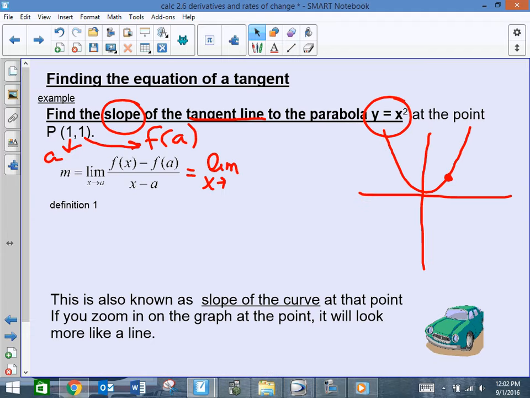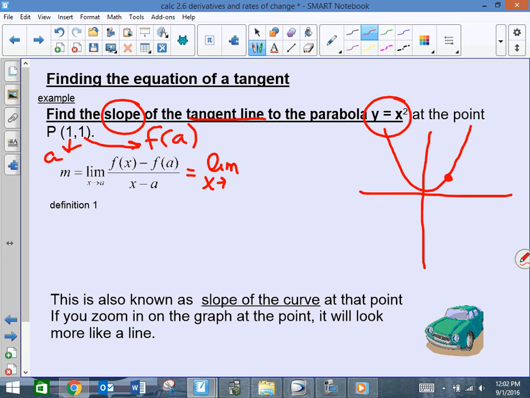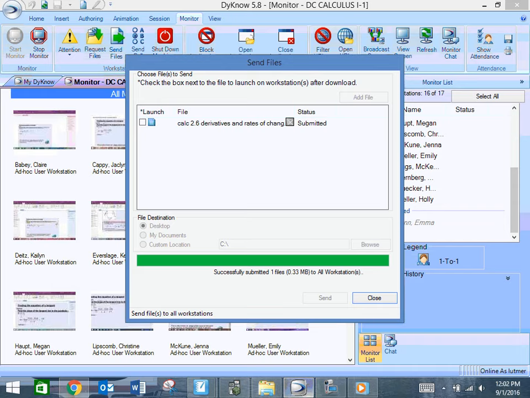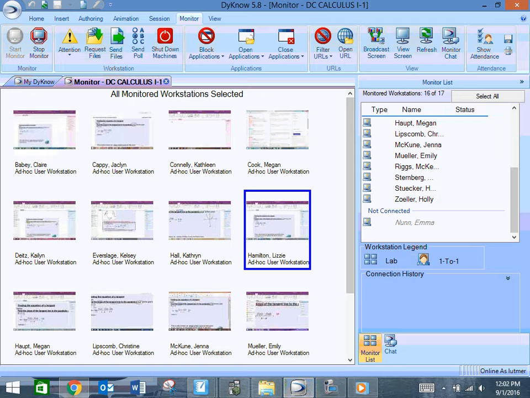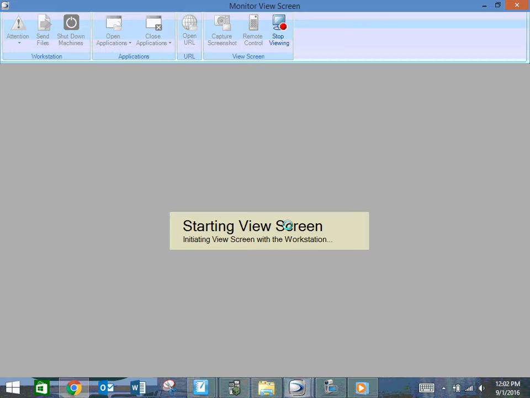Right. This should be down here, but yeah, we know it. Okay. You're not that weird about it, right? Okay, what does your tangent line look like? Let's see. Let's look at Lizzie's tangent line. Let's see what it looks like.